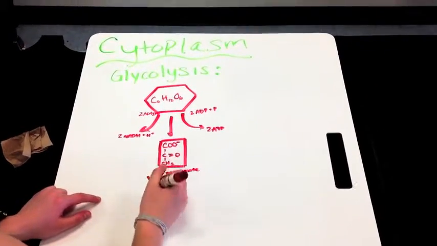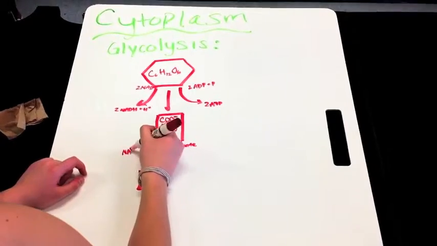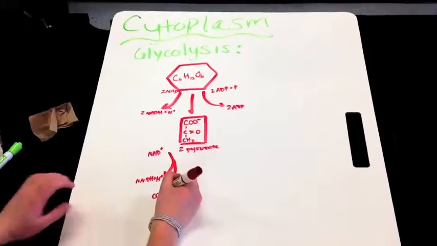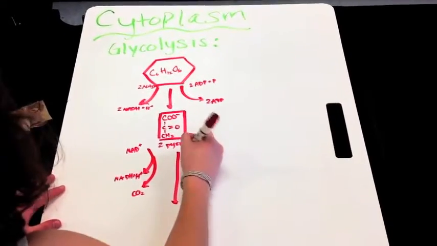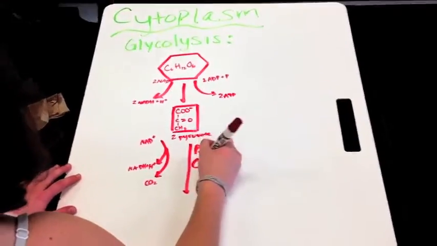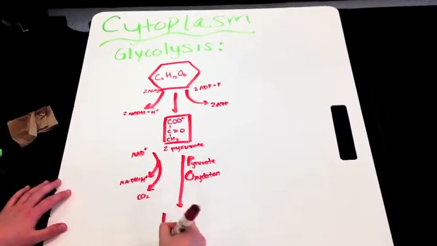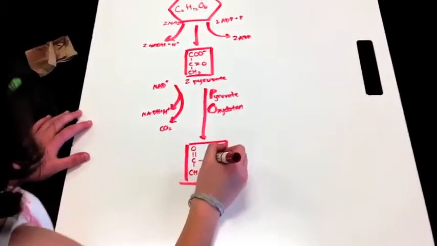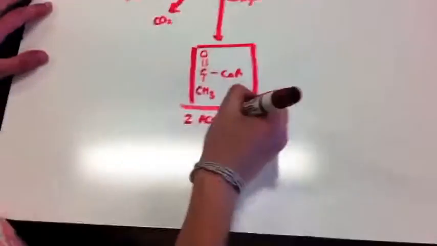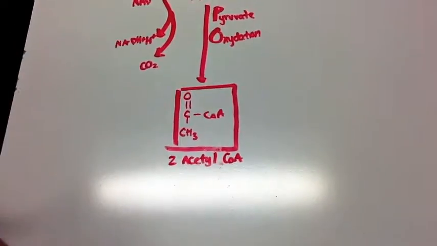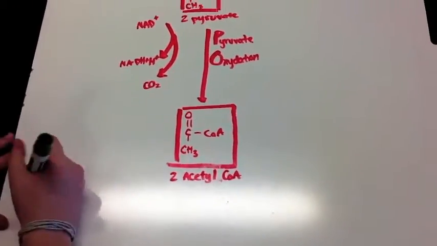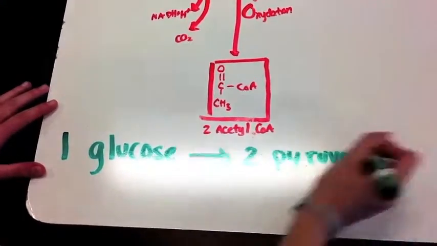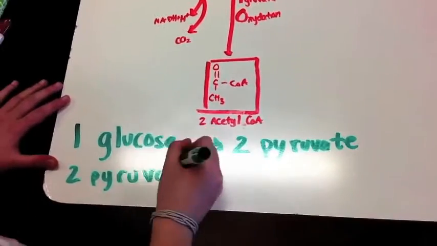The next step is the conversion of NAD+ into NADH and carbon dioxide. After this, the oxidation of pyruvate occurs, creating 2-acetyl coenzyme A. This is then used in the next step, known as the Krebs cycle. The final products are the conversion of 1-glucose into 2-pyruvate and the conversion of 2-pyruvate into 2-acetyl-CoA.